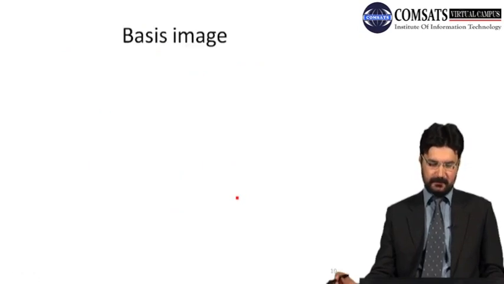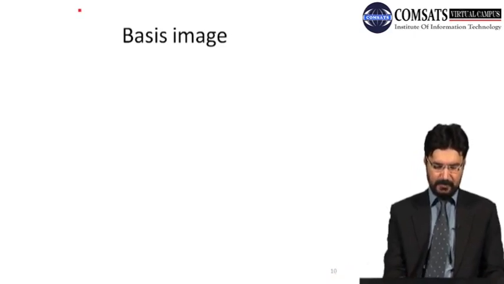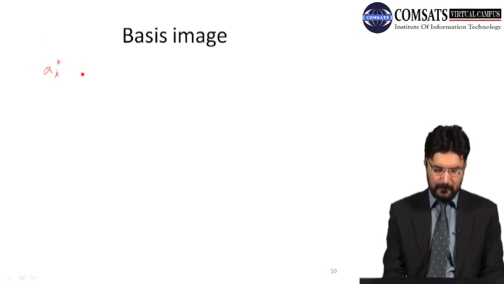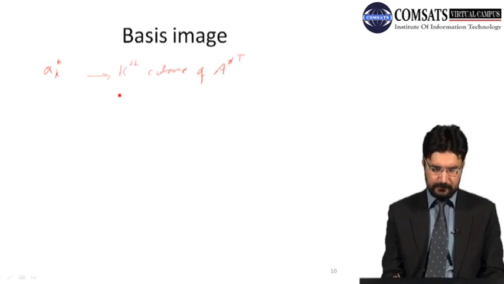अब हम जाते हैं बेसिस इमेज की तरफ. अगर हम बेसिस इमेज लेते हैं तो उसमें हमारे पास कंप्यूटेशन कम्प्लेक्सिटी क्या आएगी. Now we assume that suppose A K star is denoted the kth column of matrix A. So this is the kth column of A conjugate transpose.